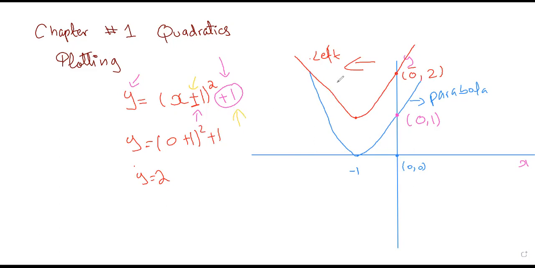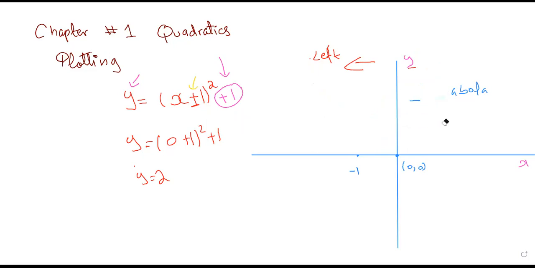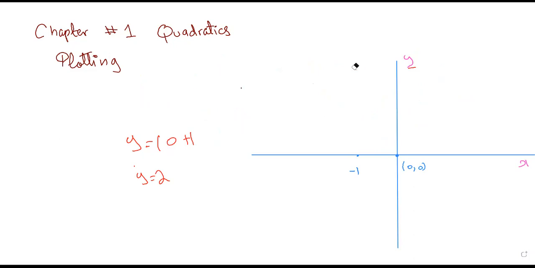Now what if I say I will rub these two and now I'm going to subtract it. This time I'm going to do y equals (x minus 1) square. Initially I was adding 1, now I am subtracting 1.